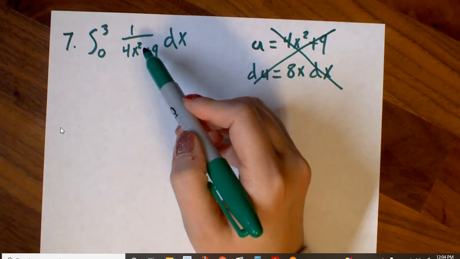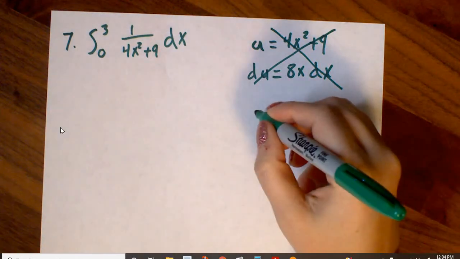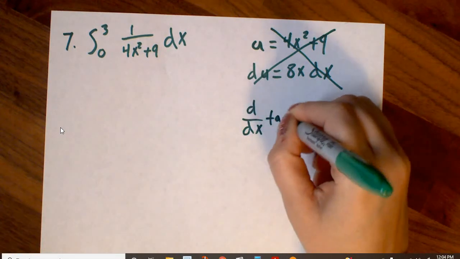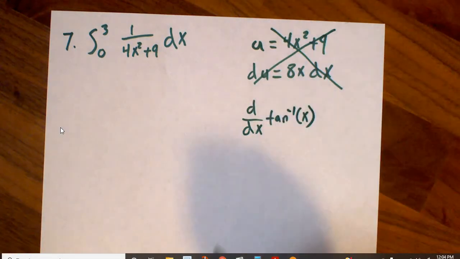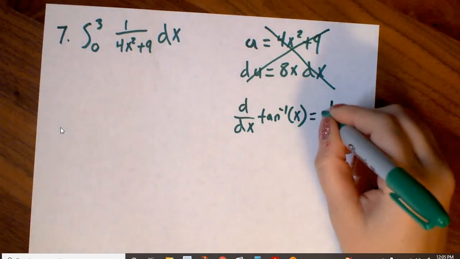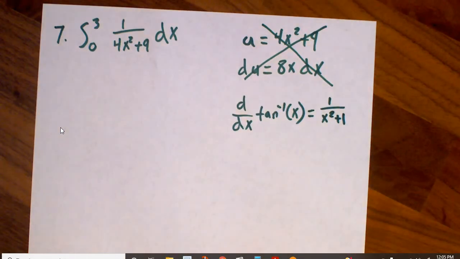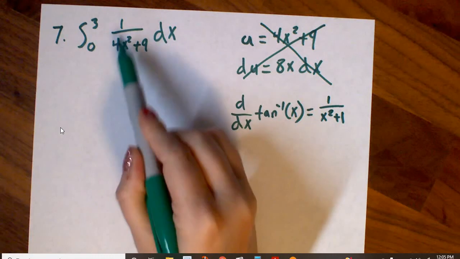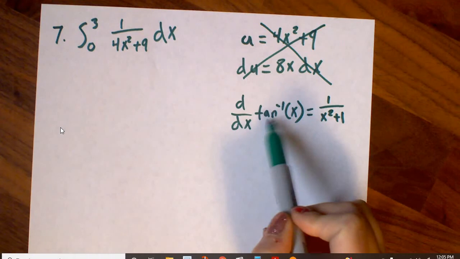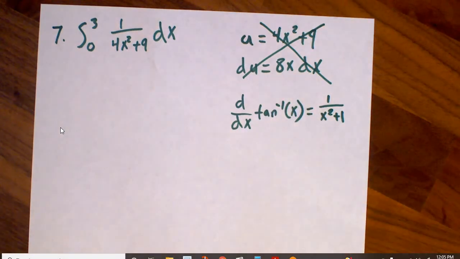The other one that we should know, it's been a little bit, but remember that our derivative of the inverse of tangent of x is 1 divided by x squared plus 1. So if we can get this to look like 1 divided by u squared plus 1, we would end up with tangent inverse of u when we take the antiderivative.